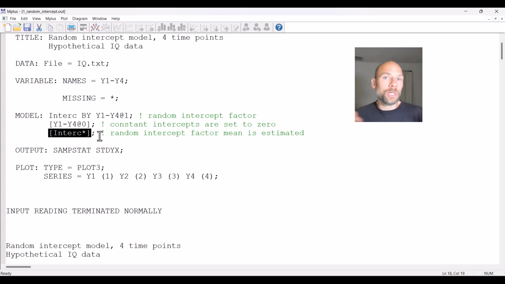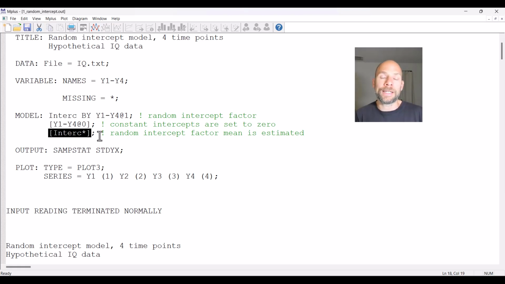However, those cannot change across time, so they're constant, but they're estimated because people can differ. And then also we're allowing the error variances to be estimated for each of the 4 time points. So there will be a separate error variance parameter for each of the 4 time points. This is not shown here in the syntax because Mplus gives you those variance parameters by default.